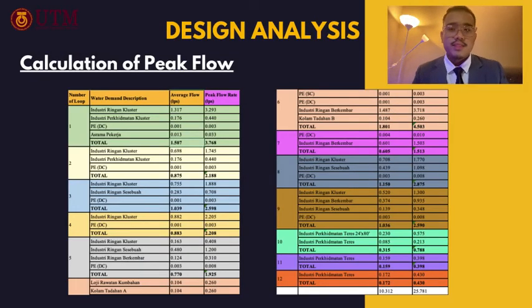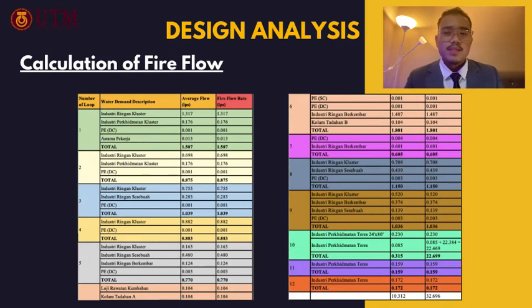Next, design analysis for the calculation of peak flow. I will take one example from loop 2, which is the industry perkhidmatan cluster. The average flow is 0.176, which we need to multiply by 2.5, and then we get 0.440 for the peak flow rate. And the total peak flow rate in this project is 25.781 liter per second.